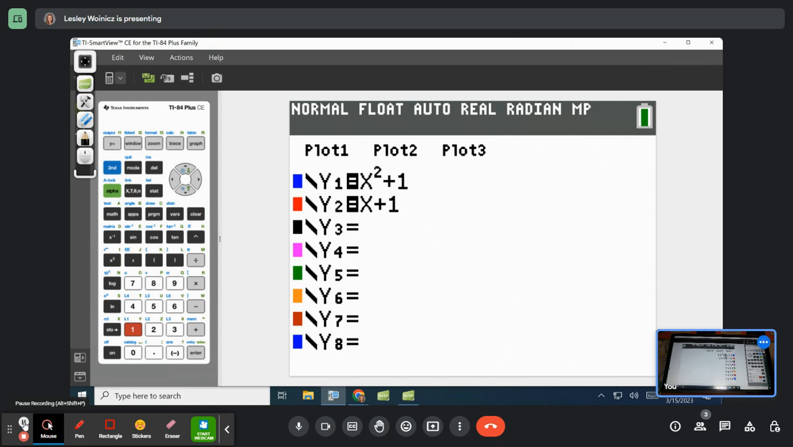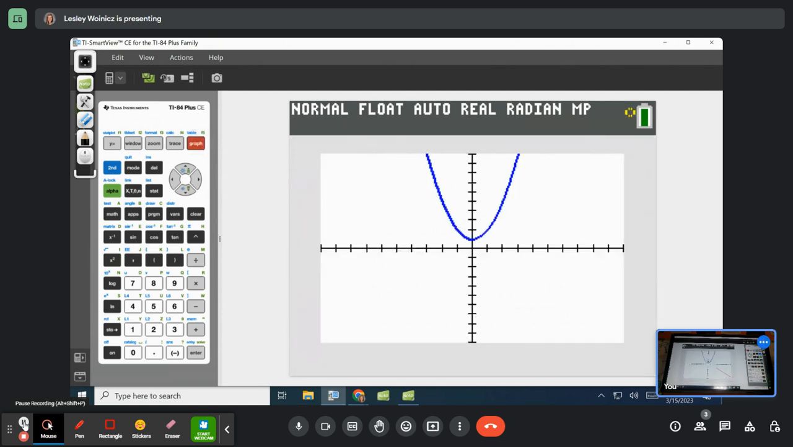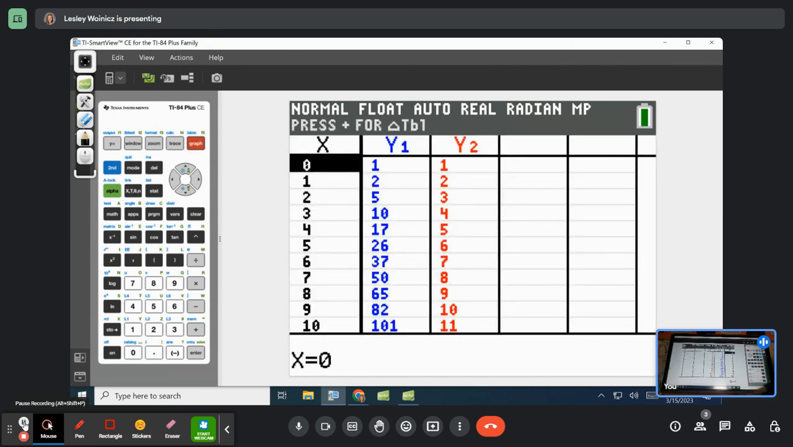Okie dokie. So first I can look at a graph, and sure enough, boom, boom, crosses twice. Now I can check my table. When my x was 0, both of my y's are 1. So my solution is 0, 1. And when my x is 1, both of my y's are 2. Okay, so you don't have to wonder, did I get it right? You can put it in and check your table.